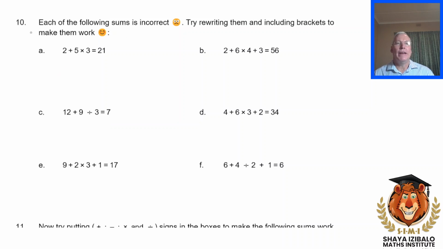Right, now, each of the following sums is incorrect. Let's try rewriting them and using brackets to make sure that they work, okay? And again, the only way we're going to be able to do this is if we know two things. Firstly, we know our tables and bonds. We know that 7 3s are 21, 9 7s are 63, all right? You've got to keep on practicing those things. But we also need to know our order of operations, BODMAS.